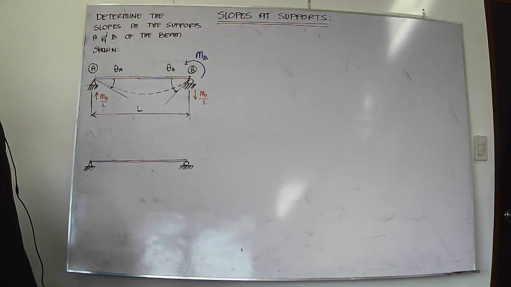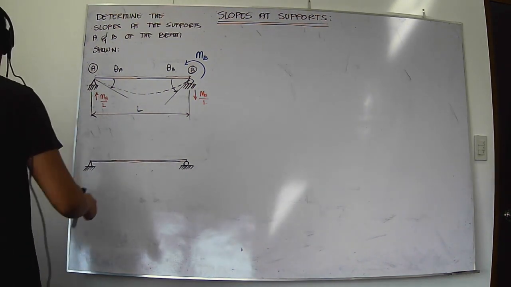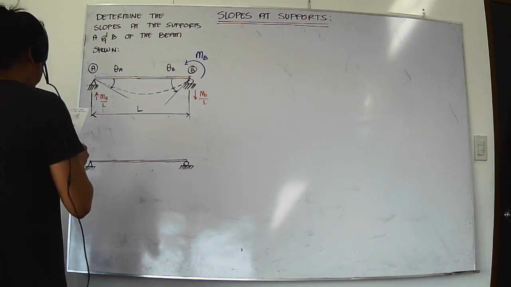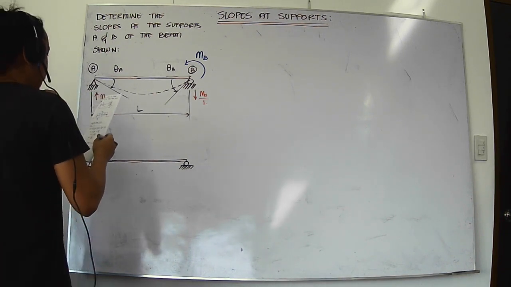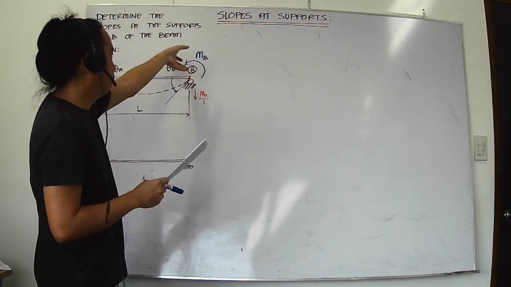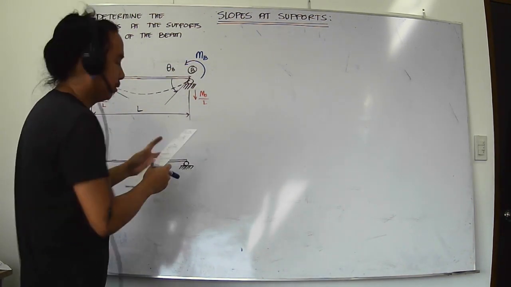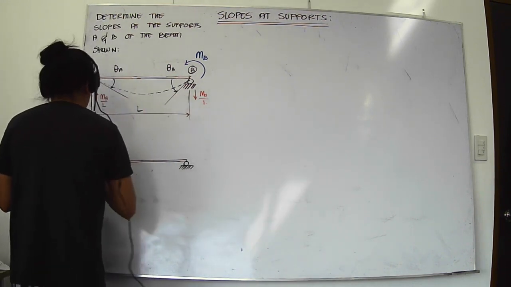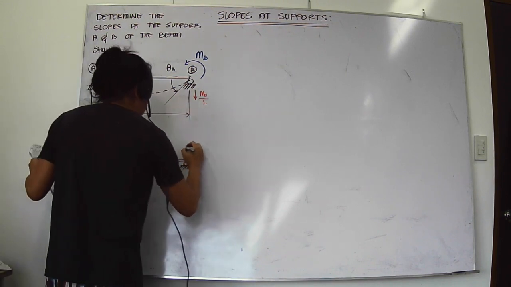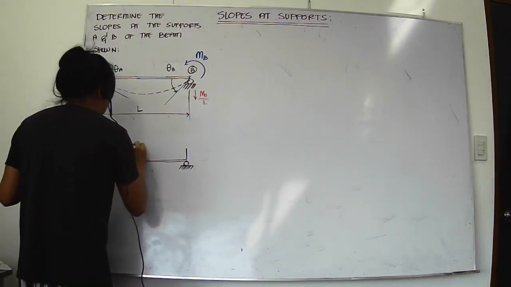Now, let's try to draw the moment diagram. Moment diagram by parts. Okay? Now, for this case, this is a positive moment. This will result in a positive rotation. So that is the moment diagram.